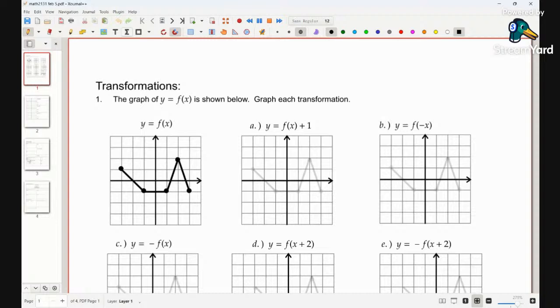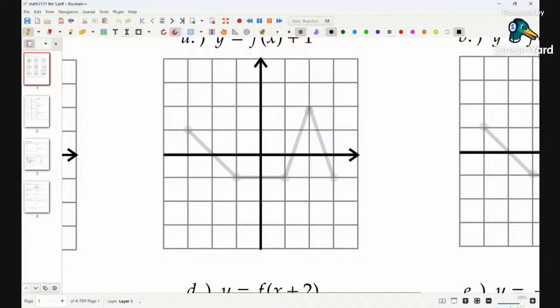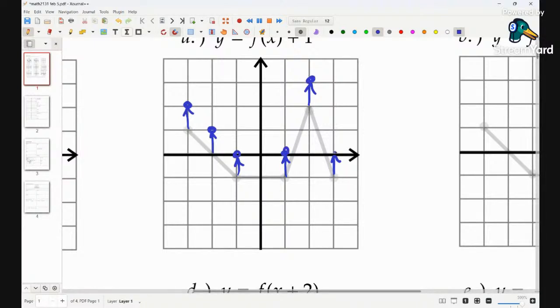I want to graph y equals f of x plus 1. We want to know that adding 1 to a function graphically shifts it up 1. So we're simply going to take this set of ordered pairs, well, there's a few here, and shift them all up 1 unit. Connect them.